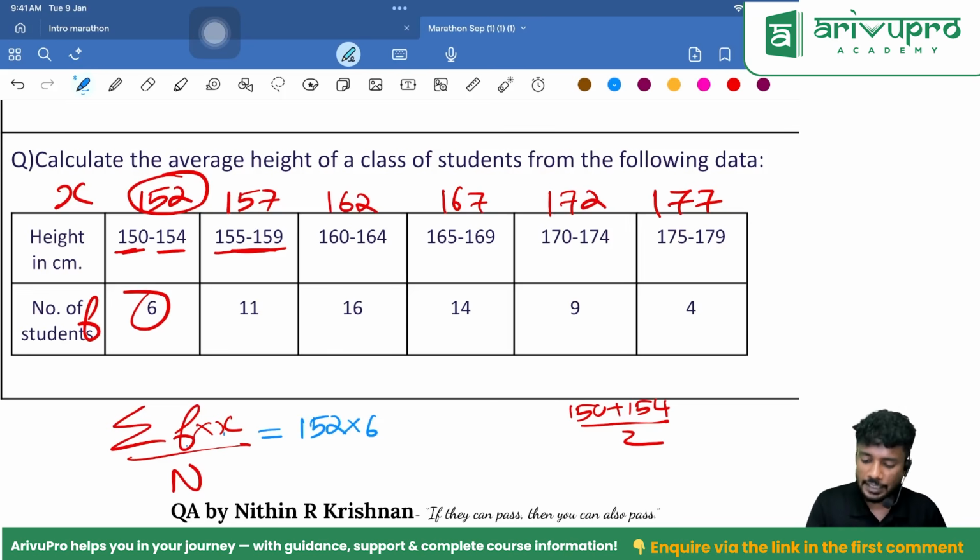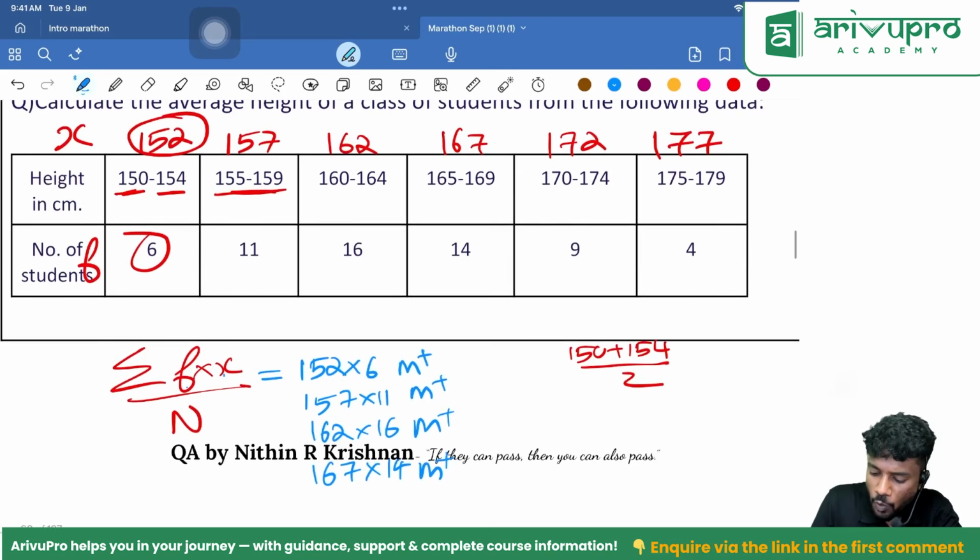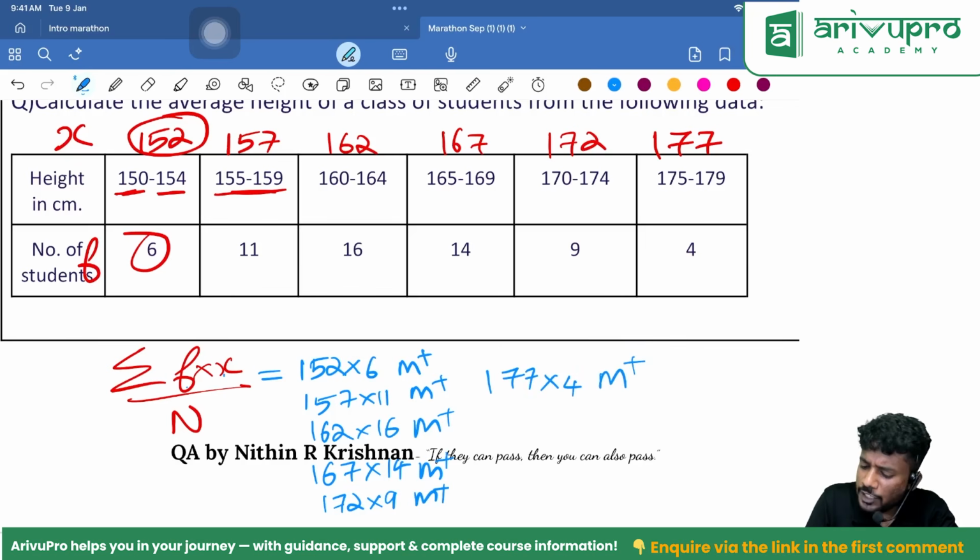6. Can I type M plus? Why M plus? Because it is getting added. Then 157 into 11, click M plus. 162 into 16, M plus. 167 into 14, M plus. Then 172 into 9, click M plus. Then 177 into 4, click M plus. Then finally you will click what? The MRC.